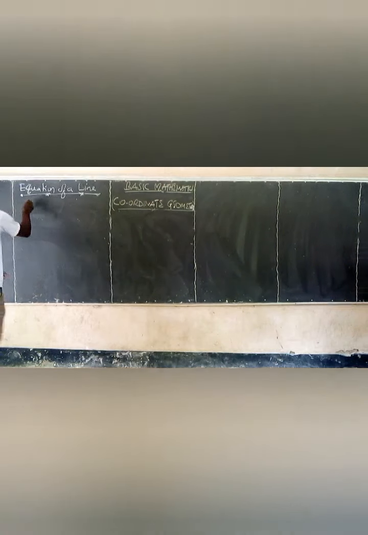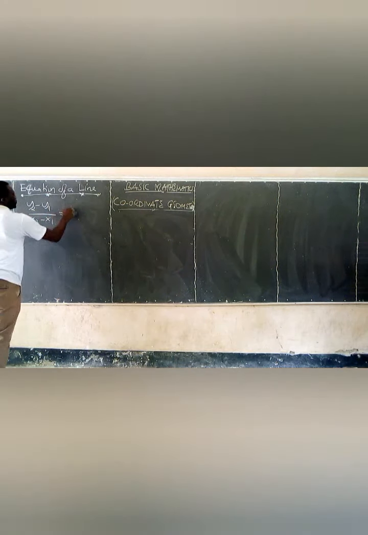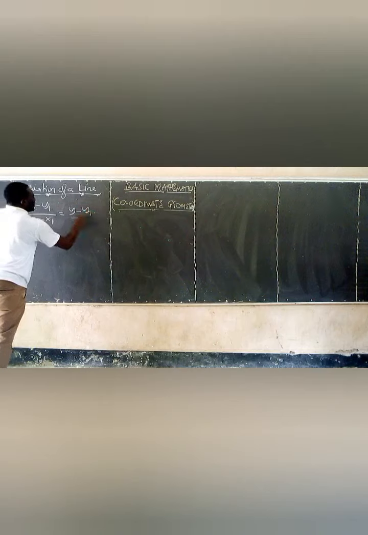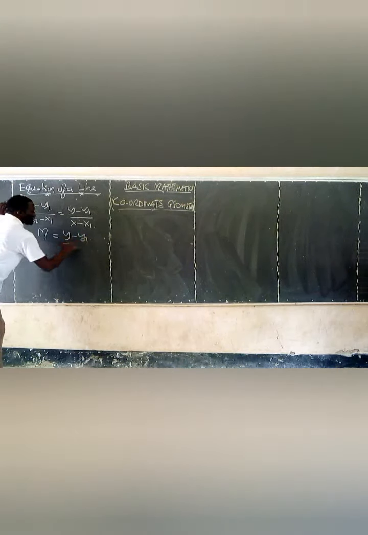Now from (y2 minus y1) over (x2 minus x1), this is equal to (y minus y1) over (x minus x1). But this is representing the slope m. So you can write m now, this is equal to y minus y1, divided by x minus x1.